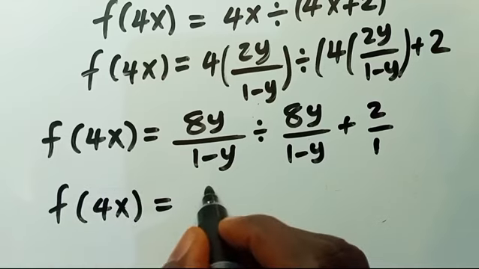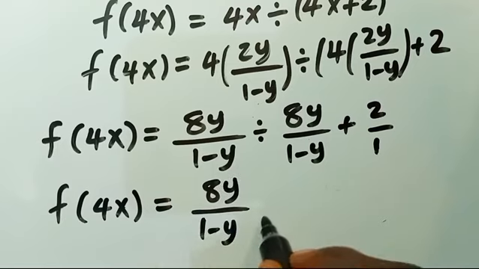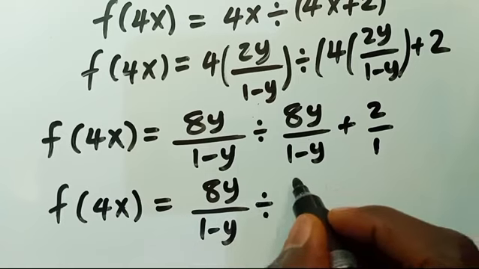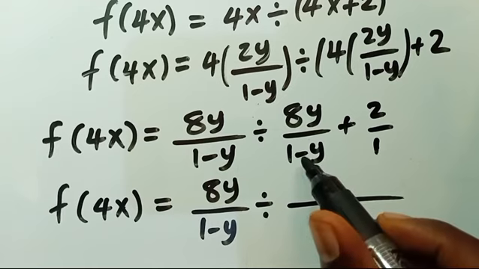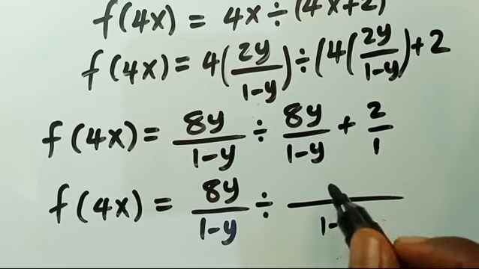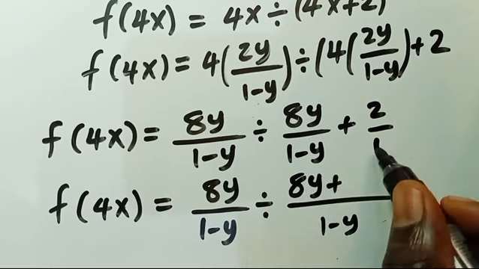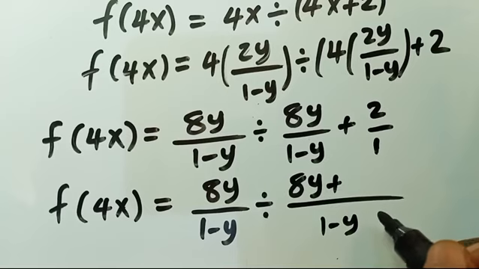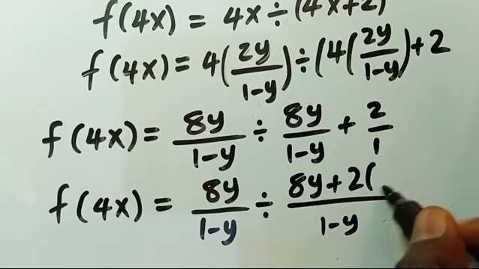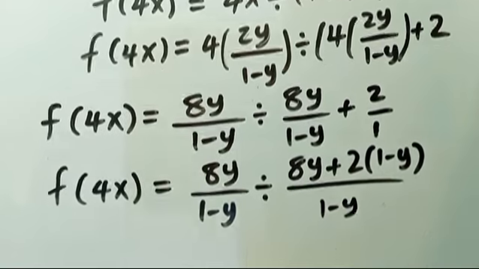So we have f of 4x equals 8y over 1 minus y divided by this. The LCM of this one will be 1 minus y. Now, 1 minus y divided by 1 minus y, we have it to be 1 times 8. Here will be 8y plus 1 divided by this. 1 minus y divided by 1 will give us 1 minus y times 2. We have here to be 2 times 1 minus y in parentheses.